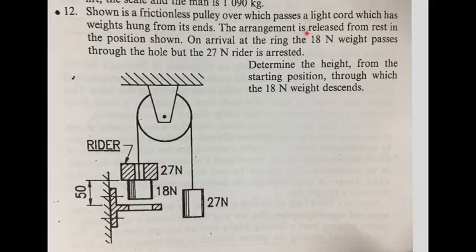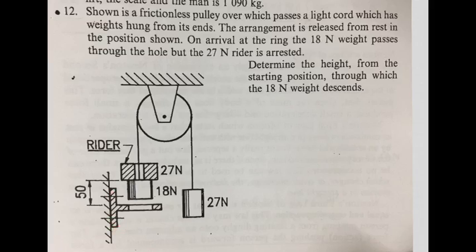Now the arrangement is released from rest in the position shown. So here it is, it's held, and then somebody releases it and starts a stopwatch. The arrangement is released from rest in the position shown, right? On arrival at the ring, the 18 Newton weight passes through the hole, but the 27 Newton rider is arrested. Now that's what gives everybody the problem.